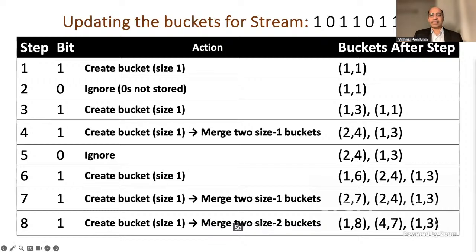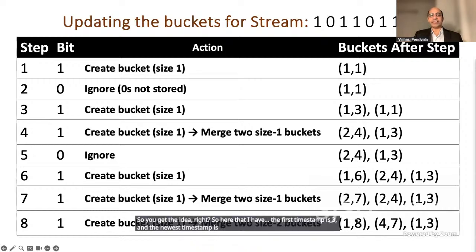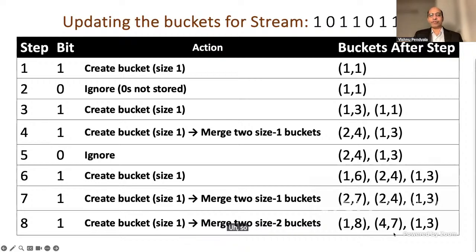So you get the idea, right? So here the first timestamp is 3 and the newest timestamp is 8. That means we are storing 5 time steps. So if our limit is only 4 time steps, we drop this last bucket, right? So that is the other thing that we do. As bits fall off the window older than n, delete the corresponding buckets. So that's what we do. This process ripples through the bucket sizes. So once you drop, you need to ripple through the sizes.